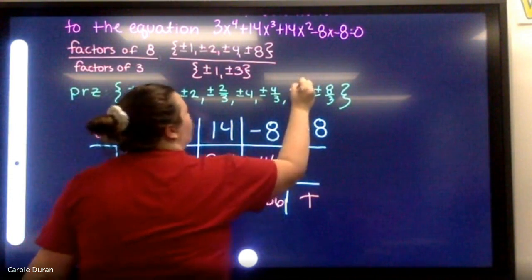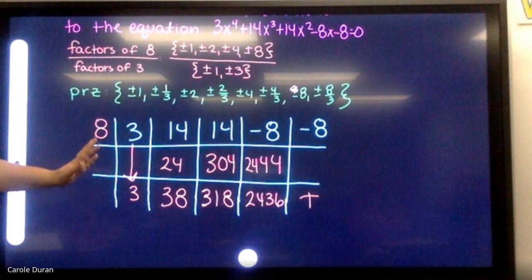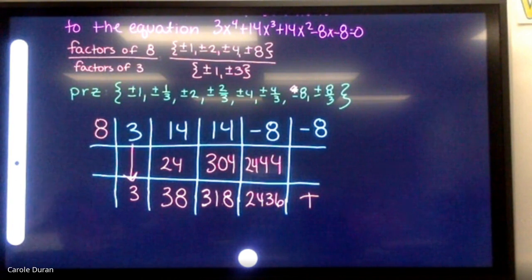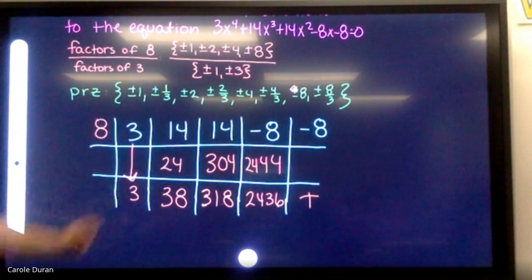So positive 8 is a positive bound. We can have more than one. We could eliminate any number larger than 8 as a possible 0, but there was no number larger than 8. Because it didn't come out to a remainder of 0, it's not a factor.